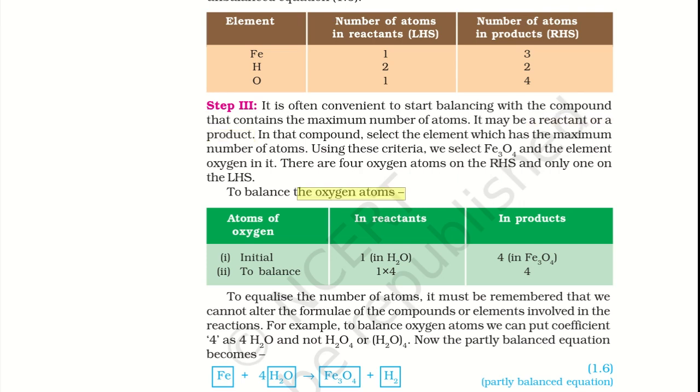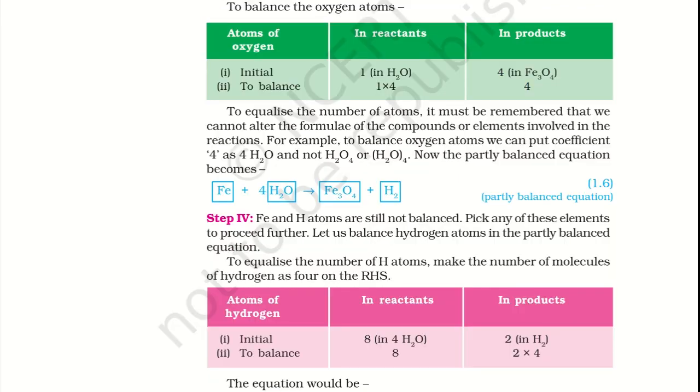To balance the oxygen atoms, you can look at the table. Initially, it had one atom in the reactant while it has four atoms in the product. So here, to get 4 in the reactant, we have to multiply it by 4. That will equalize the number of atoms, and it must be remembered that we cannot alter the formula of the compound or element involved in the reaction. The formula will remain as it is, only the number of atoms can be balanced.